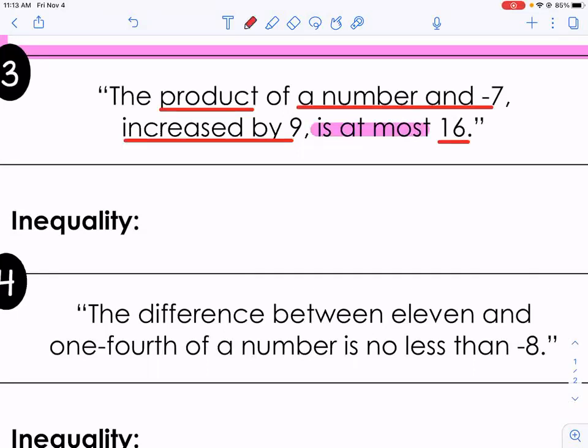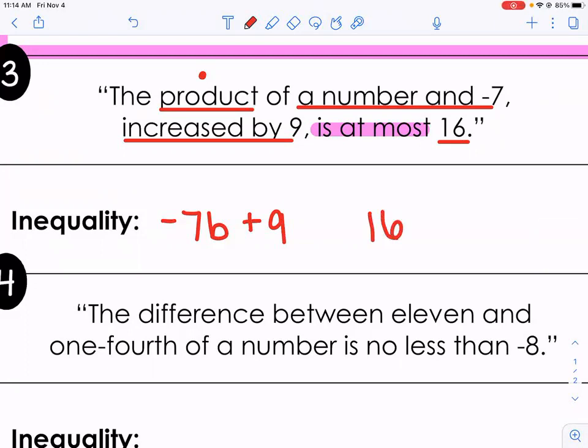Olivia, what does product mean? Multiplication. Okay. So what are we multiplying? Anybody? And a number. What do you want to call it? Increased by 9. What does that mean? Plus 9 is at most. Okay, so 16. But what's our sign?